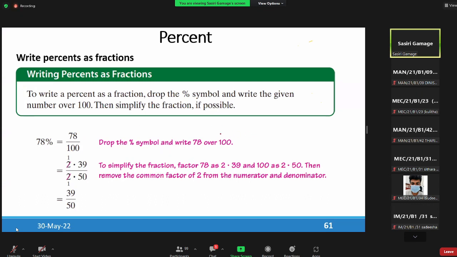As an example here, we have this 78%. Then we forget about the percent mark. Then we write the number, then divided by 100. Then we can simplify it. When we simplify it, we can divide both by 2. Then the answer is 39 over 50. Like this. Is that clear?